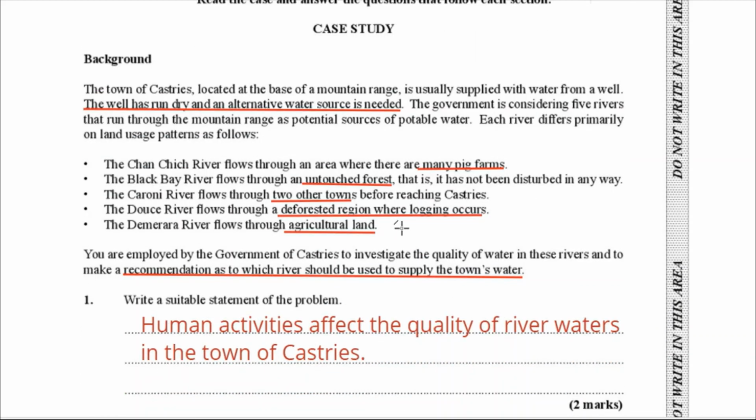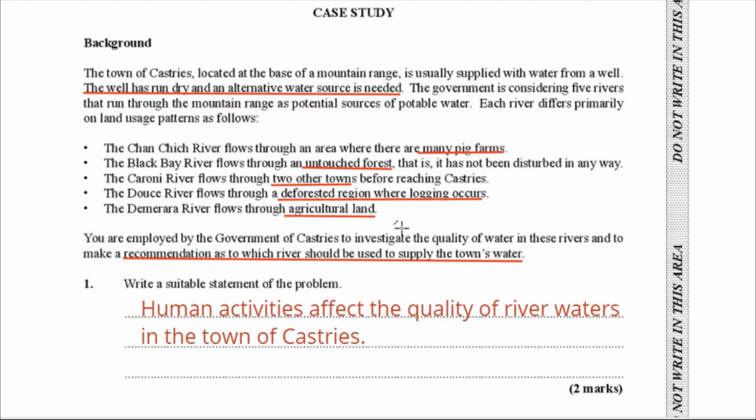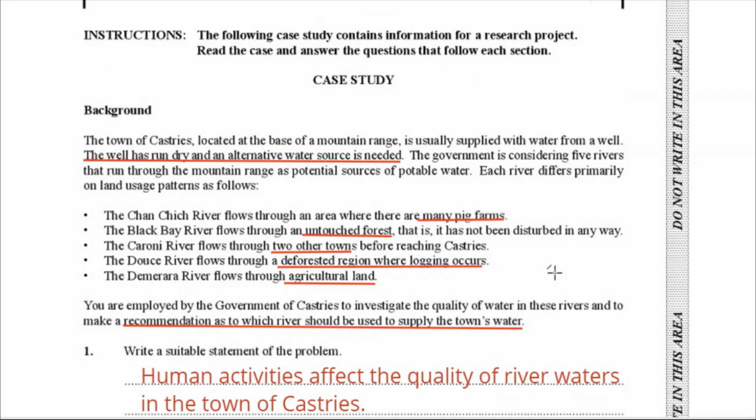Okay, so it says, first question, write a suitable statement of the problem. When you are conducting a research project, you will be required to give a suitable statement of the problem, of the issue at hand. So the problem here, as observed from the information provided on the rivers, is that human activities will be playing a major role in determining the quality of the water that the river would provide. So that would be the statement of the problem.